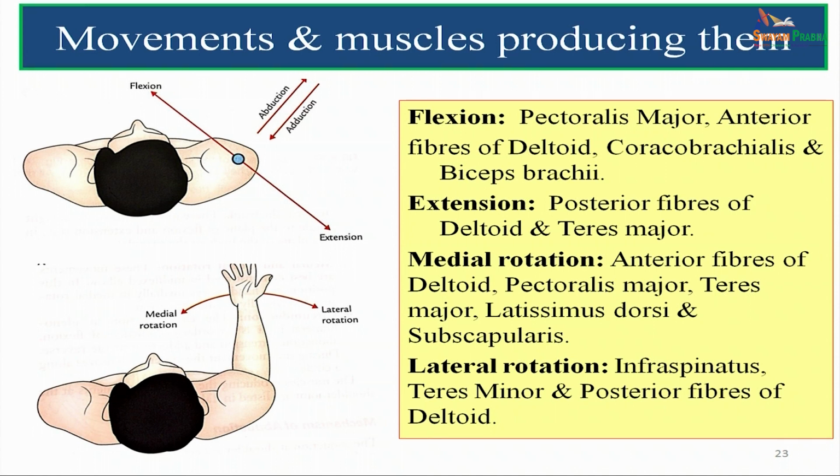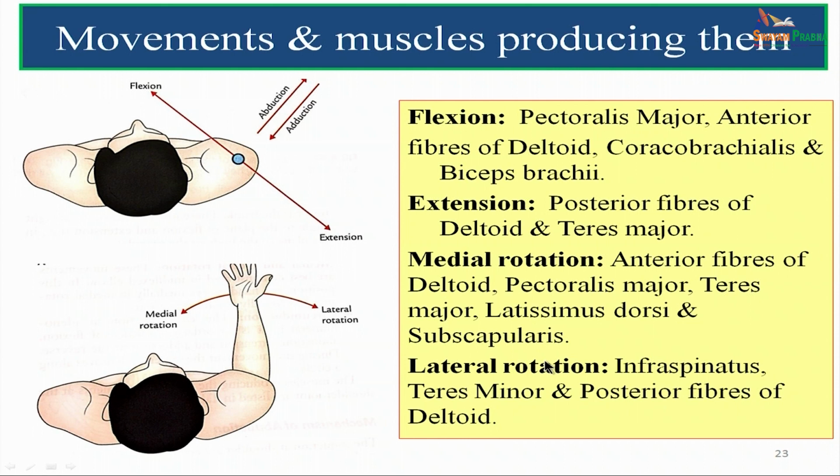Flexion is produced by pectoralis major, anterior fibers of deltoid, coracobrachialis and biceps brachii. Extension is produced by posterior fibers of deltoid and teres major. Medial rotation is produced by again anterior fibers of deltoid, pectoralis major, teres major, latissimus dorsi and subscapularis.